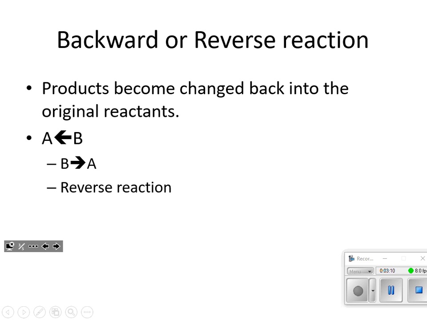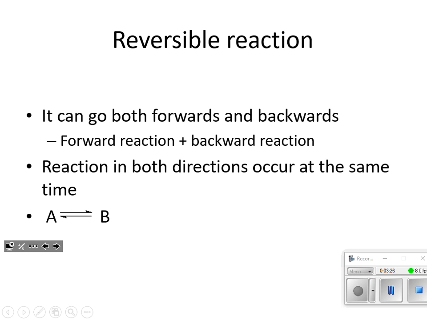Okay, so this is the new thing that we're introducing. The fact that products can now go back and remake reactants. That not every chemical reaction is this stuff makes that and we're done. So we have what's called a reversible reaction. We have the double arrow as I show in that bottom bullet point. A reversible reaction goes forward and reverse at the same time. So you have reactants making products and you have products making reactants.